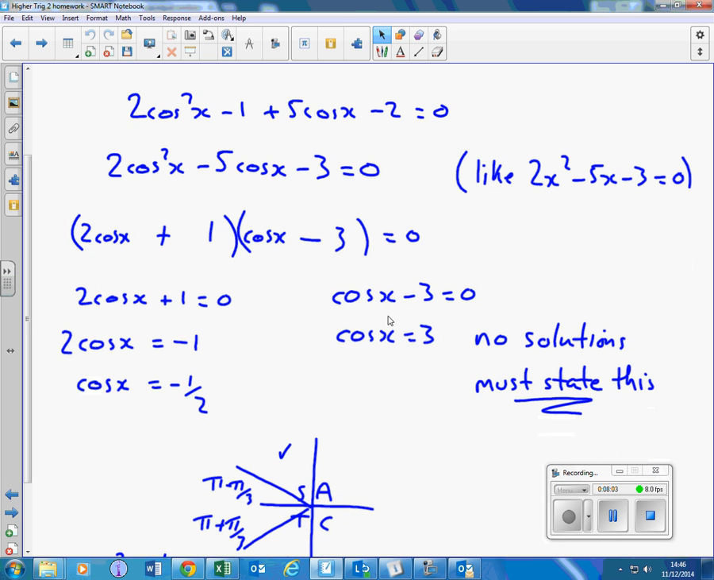So the first solution gives us that cos x equals 3. There are no solutions to that. The cosine only ever goes as high as 1 and as low as minus 1. So there are no solutions. We need to state that to show that we understand.